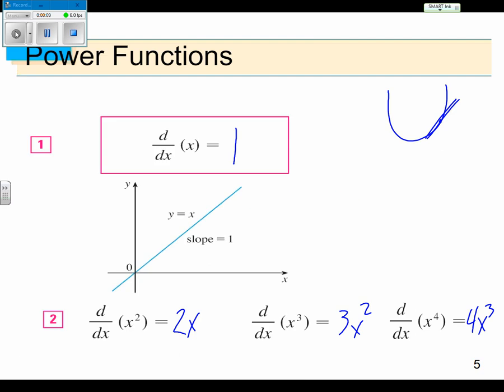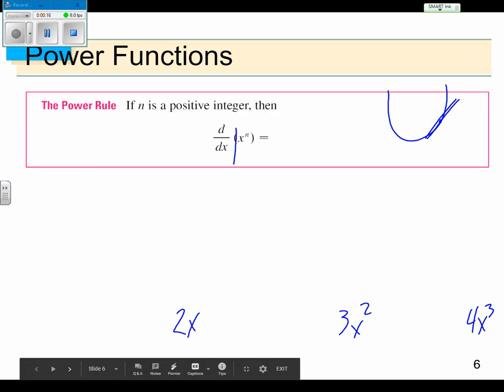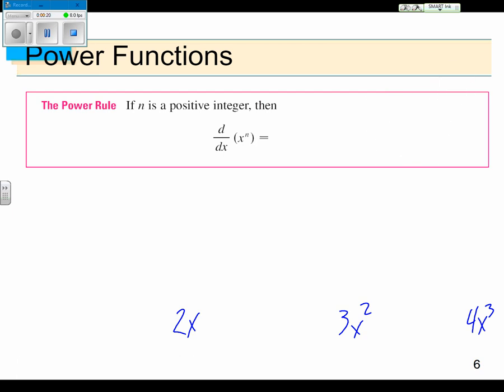Okay, so we see a pattern in all these derivatives right here. Help me find what this pattern is just in general. If I have an x raised to any power, what am I actually doing? How did you get these numbers down here at the bottom? What did you do with this x to the n power? Okay, so I'm going to drop the n down in front.